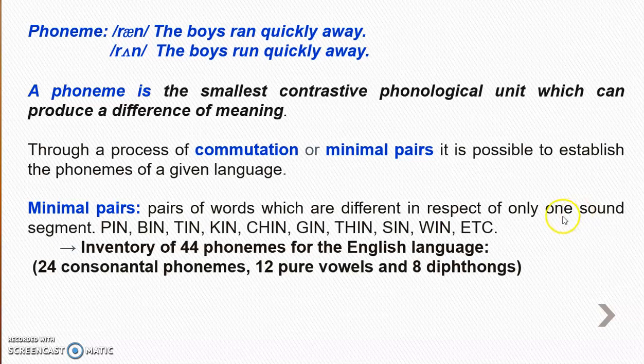Through this process of commutation or minimal pairs, linguists or phonologists have been able to come up with this inventory of sounds for each language. So they say that in English, they've studied actually that in English, we've got an inventory of 44 phonemes for the English language. 24 phonemes are consonants, 12 are pure vowels, and 8 are diphthongs. I'm not talking about letters here. I'm talking about sounds, phonemes. If I change one for the other, I'm changing the meaning.